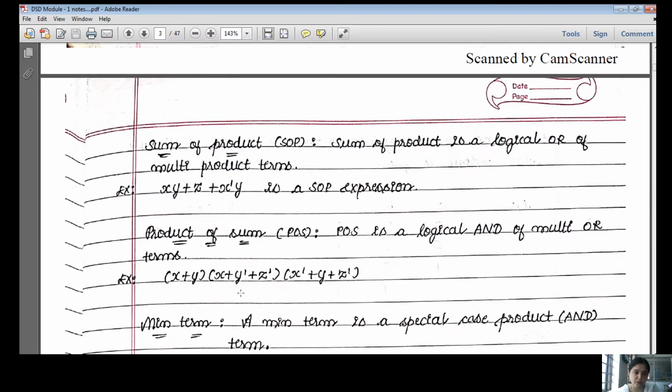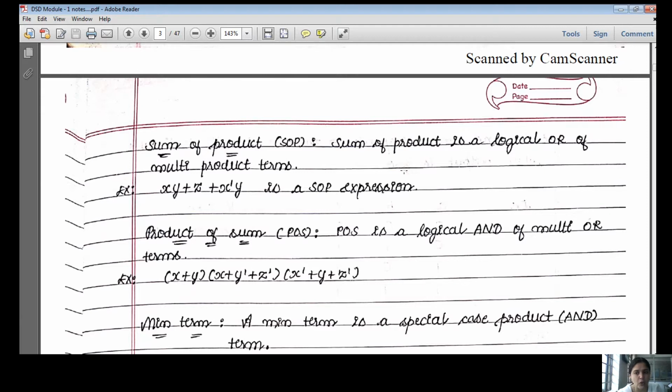Next, sum of product means this complete expression that you're seeing is called a sum of product, or SOP. xy plus z plus x bar y is an SOP expression. In the same way, product of sum, that is POS, you'll be seeing like x plus y bar plus z bar, x bar plus y plus z bar.